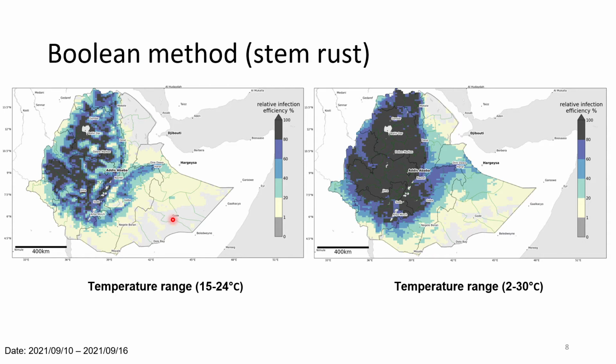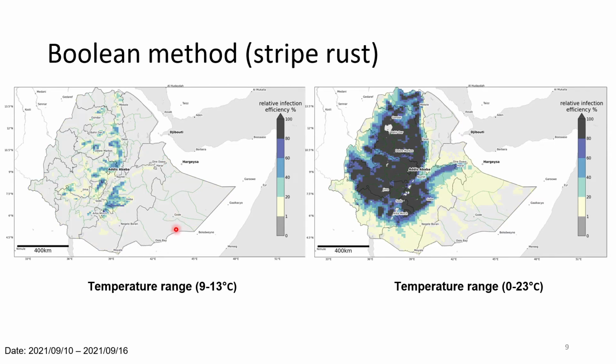Let's look at the stripe rust. For stripe rust, the optimum range is definitely not enough. And also, the absolute range is too much. So we need something between the two. But how to justify the numbers between the two ranges?